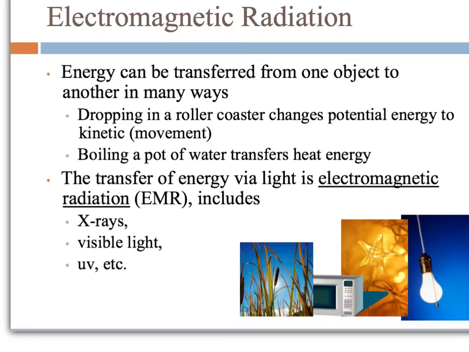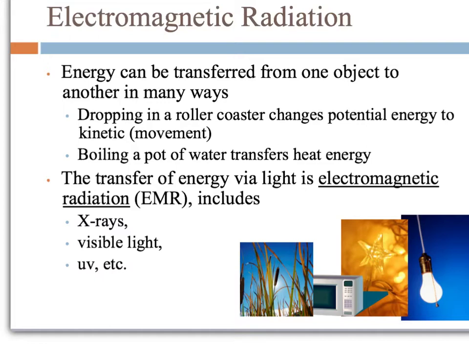The first thing that's important to know about electrons is that they are highly energized little bits of matter. There are all different kinds of energy in the world, and we are going to talk primarily about electromagnetic radiation, or EMR. This is a transfer of energy, or a movement from one place to another, via a specific type of energy called light.